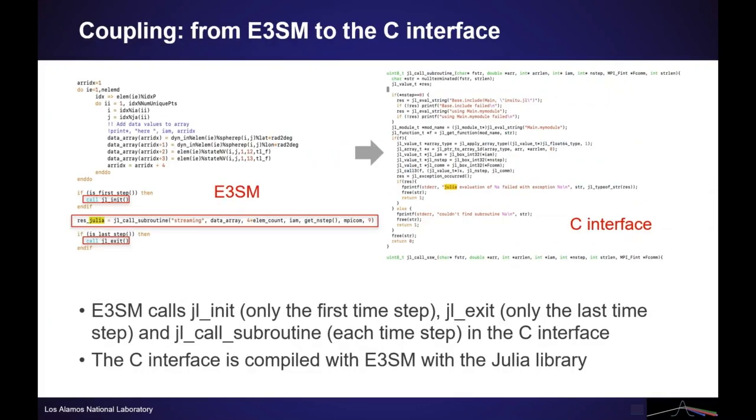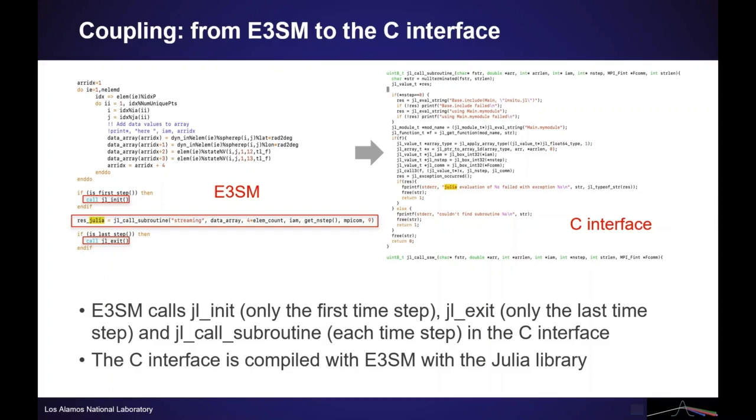This slide shows the coupling of E3SM and the C interface. As you can see in the left box, E3SM calls three different functions in the C interface. JLinit does the Julia initialization job and is only called at the very first timestamp. JLExit does the Julia cleanup job and is only called at the very last timestamp. JLcall subroutine is called at each timestamp of E3SM and does the data analysis job in a streaming way.